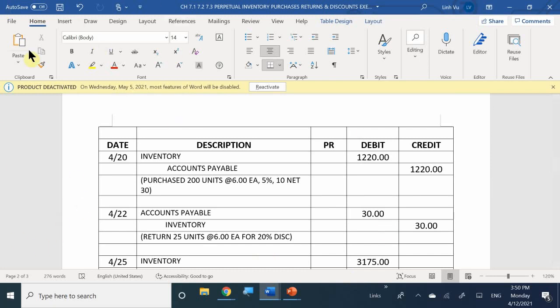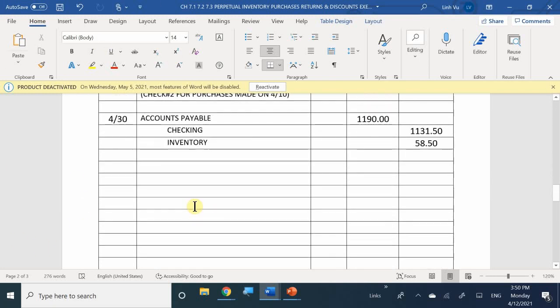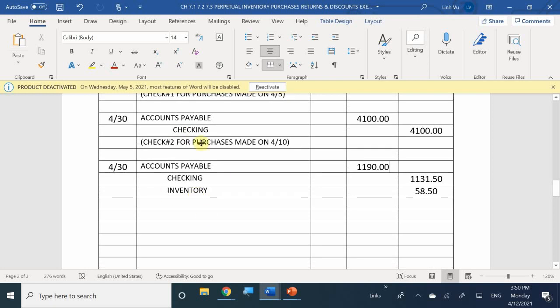So in this case, I need to also decrease my inventory, because that's how much I need to take out of my inventory, because I didn't pay that extra $58.50. I only paid $1131.50, when in reality I owe $1190. Okay? So this is how you do this calculation here.